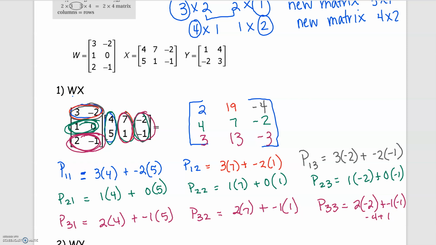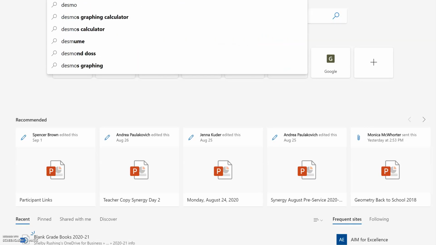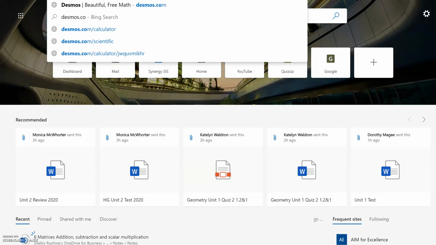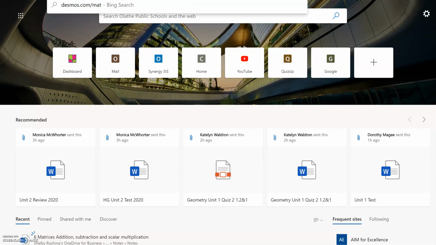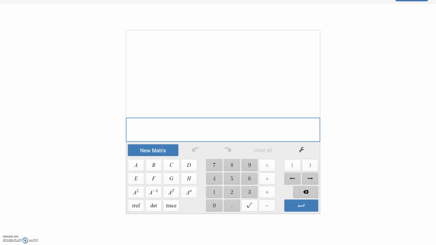Whew. So instead of having to do this each time, we are going to learn a quicker way to do it. If you go to desmos.com/matrix, you will find a matrix calculator.